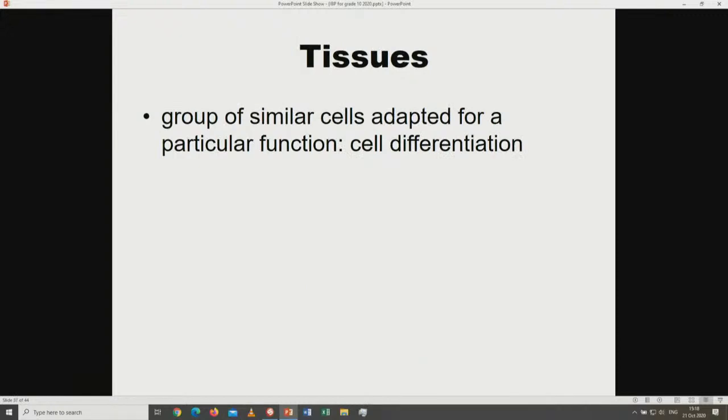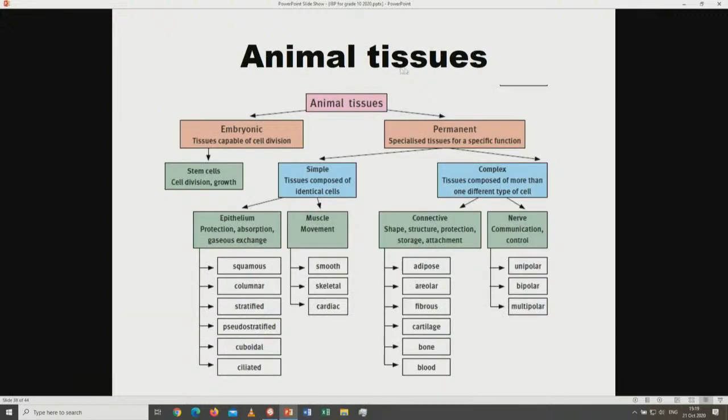Now, when we look at tissues, tissues are a group of similar cells that are adapted to perform a particular function. When we look at animal tissues, we have embryonic tissues, which are stem cells. Stem cells do not have a specific structure or function. They are important in growth and repair. And in animal tissues, we have permanent tissues. These are the type of tissues that have a specific structure and functioning.